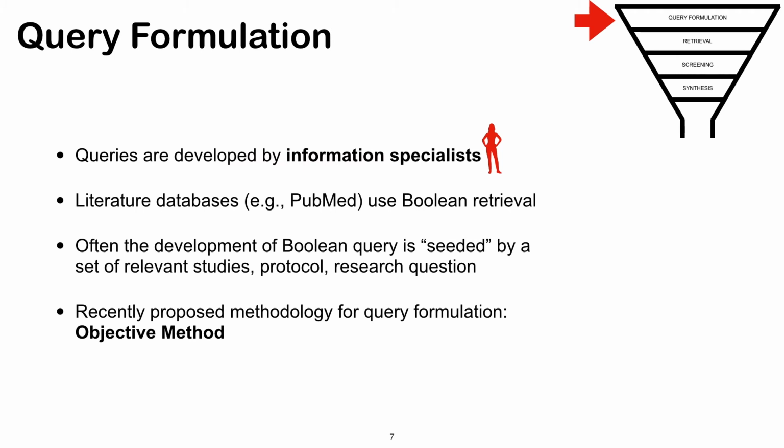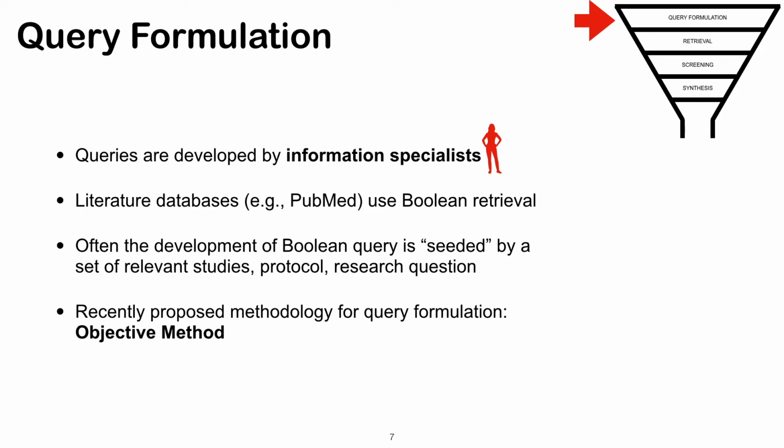Queries for systematic review literature search are highly complex and therefore difficult to construct. Specialist librarians called information specialists formulate these queries. They target literature databases, for example PubMed, which is one of the largest and most prominent and commonly used literature databases. PubMed alone has approximately 30 million studies indexed at the time of this talk.